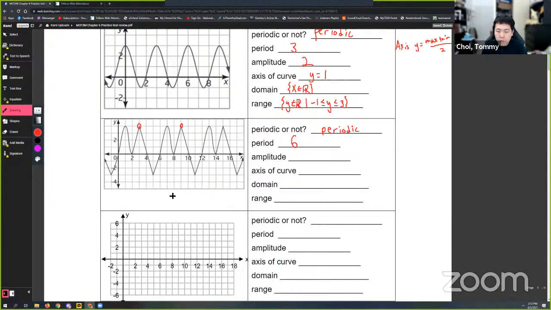So regardless of where you pick your point, the important part is pick your point. If you know it repeats, find it again, and you'll be able to find your period. Okay? So that's going to be our period of 6.